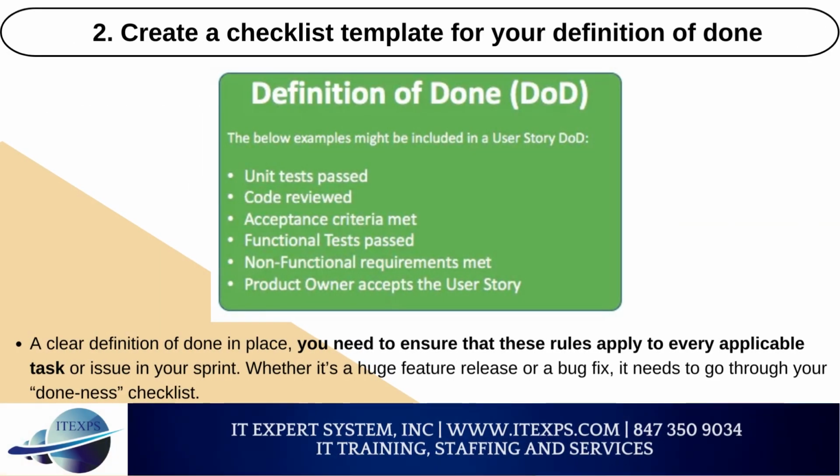2. Create a checklist template for your definition of done. With a clear definition of done in place, you need to ensure that these rules apply to every applicable task or issue in your sprint. Whether it's a huge feature release or a bug fix, it needs to go through your doneness checklist. This is where many teams fail. In the pressure to get through a sprint, it's easy to ignore the larger definition of done and focus only on the acceptance criteria for each issue or feature.